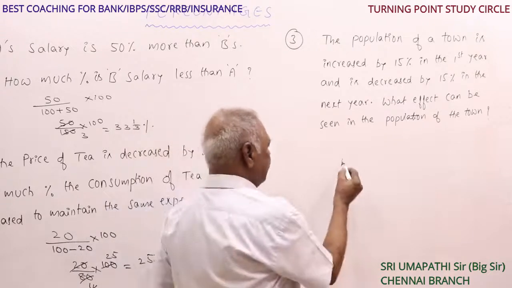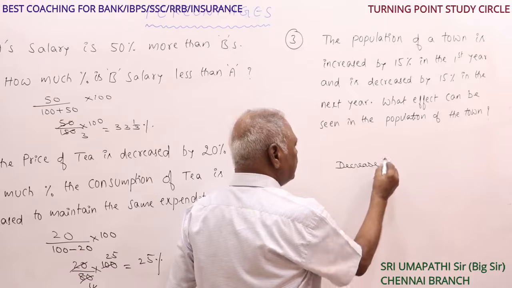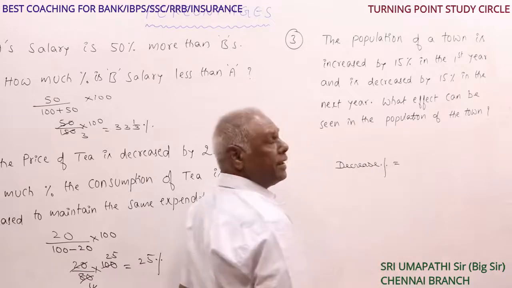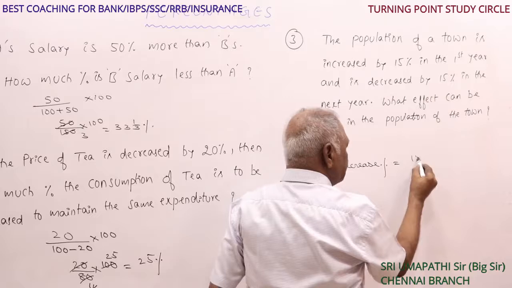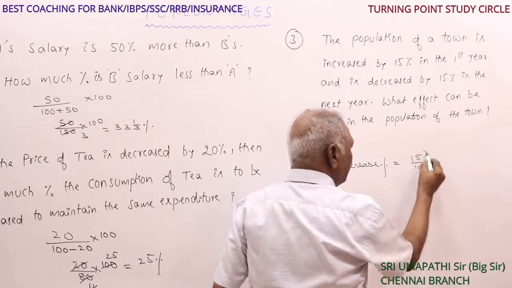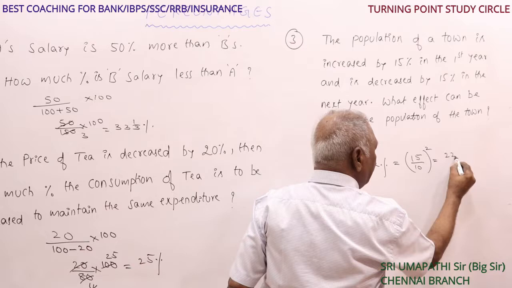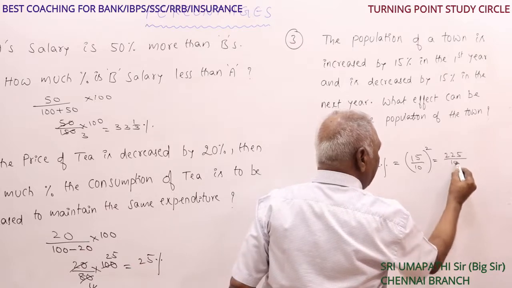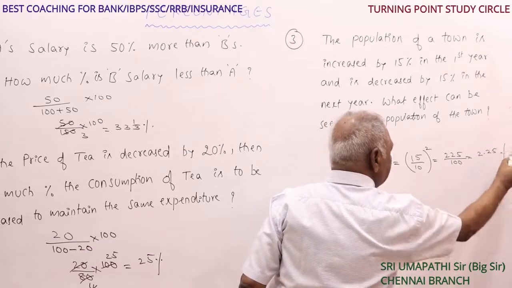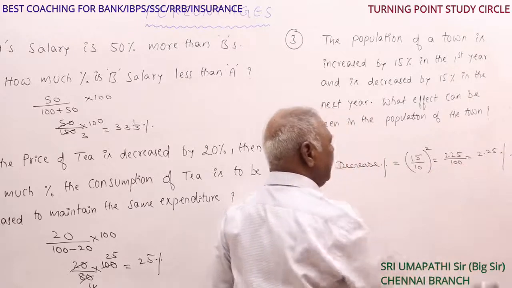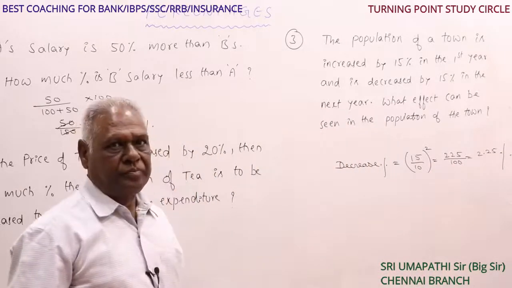So percentage of decrease is equal to x by 10 whole square, that is 15 by 10 whole square. So it is equal to 225 by 100, so it is equal to 2.25%. X by 10 whole square percent. So it is equal to 2.25%.